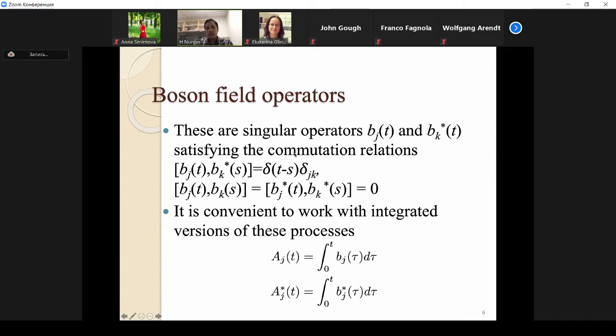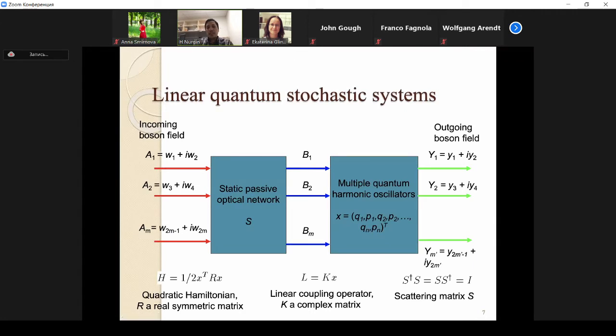Because this is singular, it's more convenient to work with the integrated version of these processes. So this is what I denote by this capital A_j. So these are just the integrated versions of these densities. So this is the structure of a general linear quantum stochastic system. So basically, you have some input fields. So this A_1 up to A_N are the integrated processes that I just introduced in the last slide. And each process, A_j, you can write as a sum of two self-adjoint components. So for example, A_1 is W_1 plus iW_2. W_1 is called the amplitude quadrature, and W_2 is called the phase quadrature of the field.